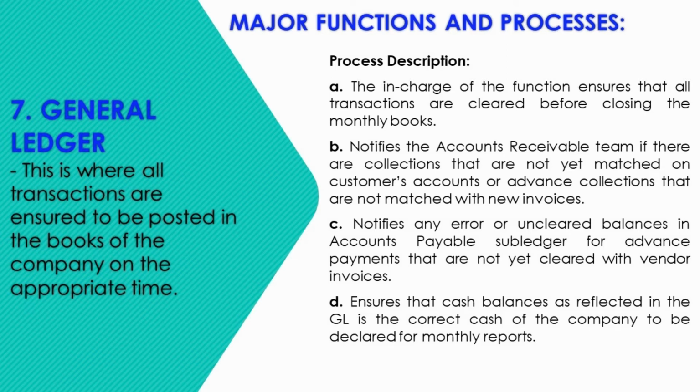Third, notifies any error or uncleared balances in the accounts payable subledger for advance payments that are not yet cleared with vendor balances. Fourth, ensures that cash balances as reflected in the GL is the correct cash of the company to be declared for a monthly report.